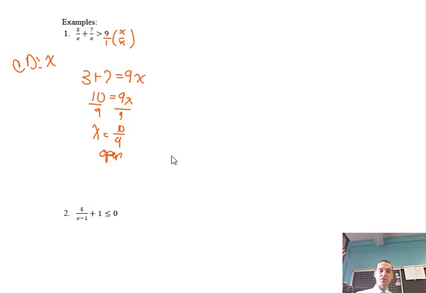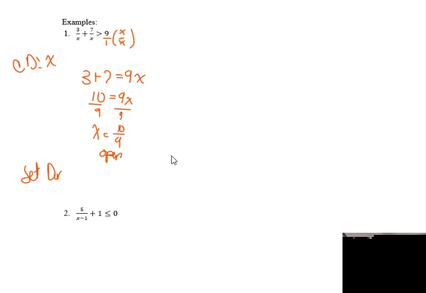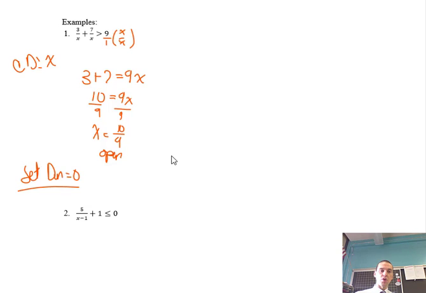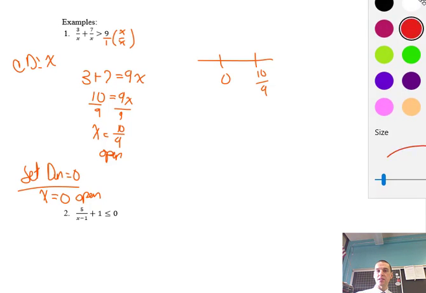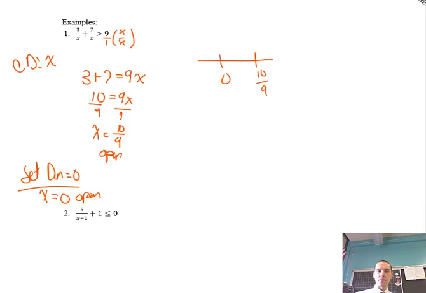Why is it open? We have just a greater than. To set the denominator equal to 0, or where it's undefined, is at x equals 0. We only have an x in the denominator, so therefore x equals 0. It's already solved for. Again, open. Number line, 0 and 10/9. We're going to test. I'm going to test negative 1, 1, and 2.